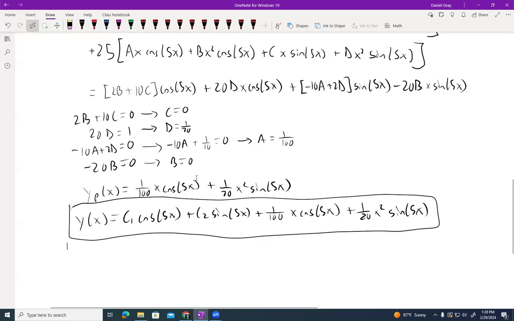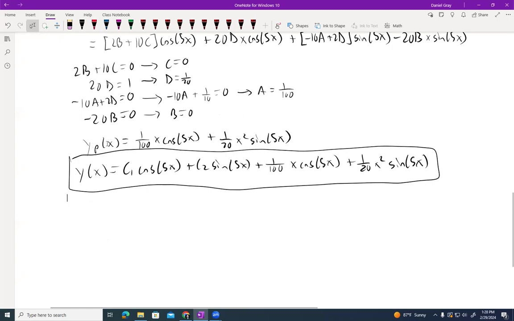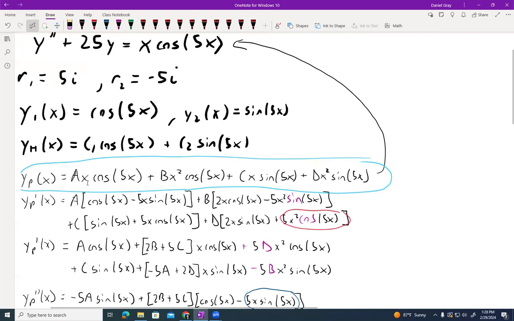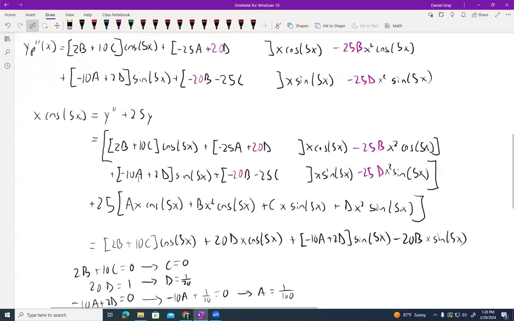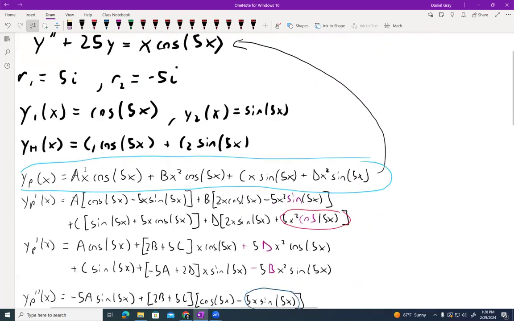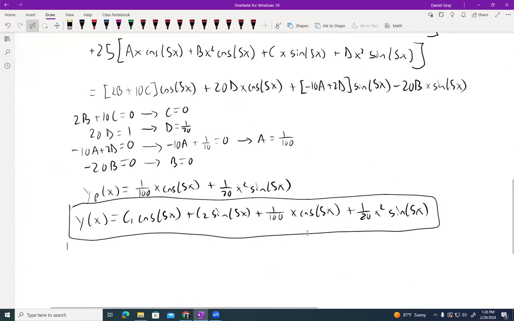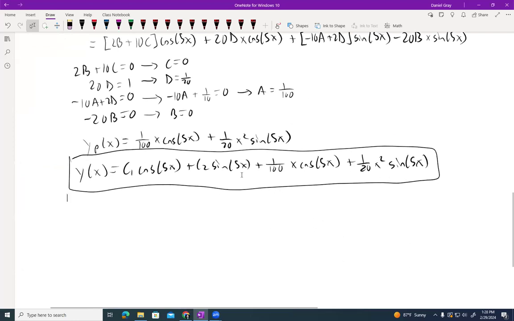Okay. So when I plug that back into the form of my particular solution, remember that the coefficients went like this. A was a coefficient on x cosine of 5x, right? So that's going to be my 1 over 100 that I just found. Okay, so 1 over 100 there. My b was 0 and my c was 0, so those two terms are gone. And then my d was 1 over 20. So 1 over 20 x squared sine of 5x. Okay, so this is my final answer.